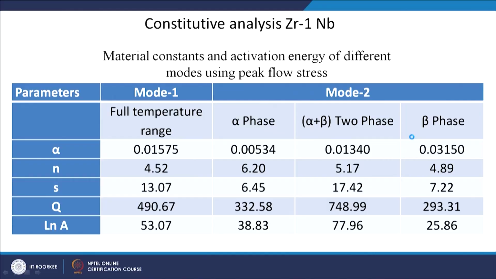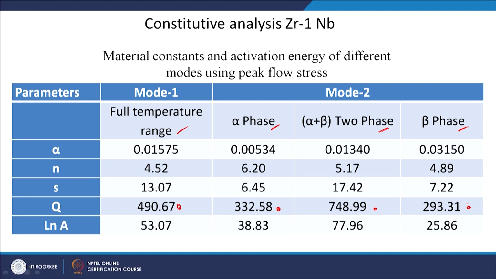Now, these are the material constants which we have measured. You can see that we have developed all these alpha, n and Q parameters, which were measured for the full temperature range here. So, this is my activation energy in this case. This is for only the alpha phase, and this is the activation energy for the 2 phase region alpha plus beta, and the beta phase, for which the activation energy is this one. So, independent constitutive equations are developed for different phases.